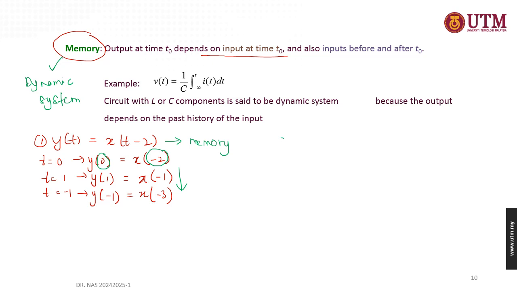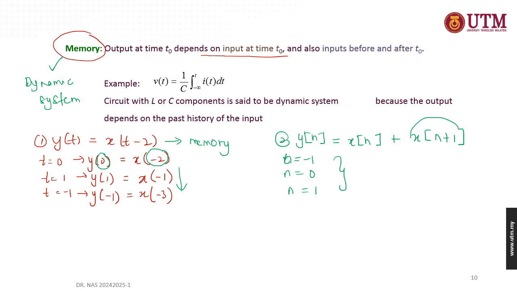Okay, the second example of a memory system is y(n) equals x(n) plus x(n plus 1). Again, you need to compare when n equals minus 1, n equals 0, and n equals 1. From here, you should notice that the system depends on the future values. Therefore, the system is a dynamic system or a memory system.